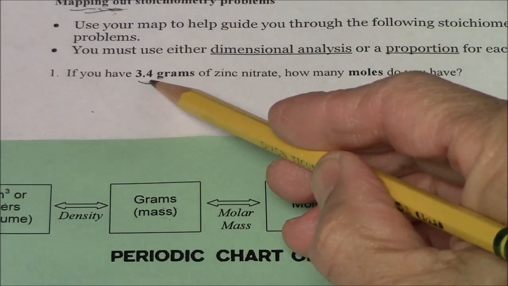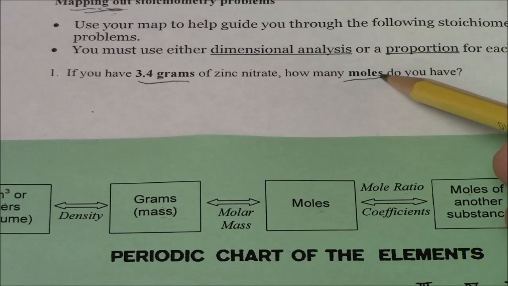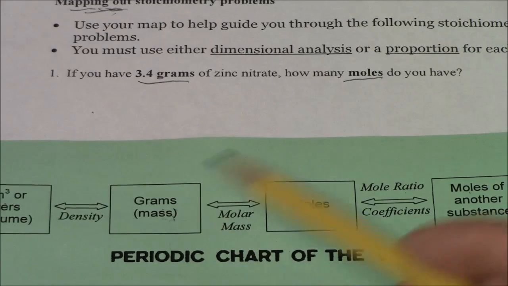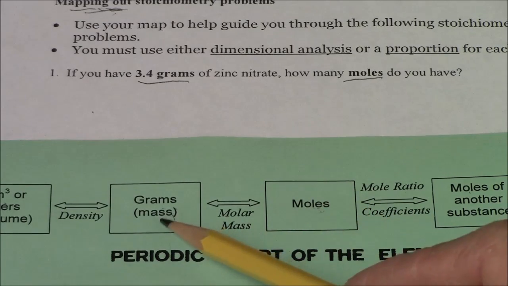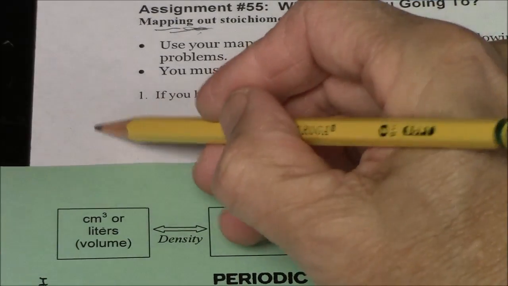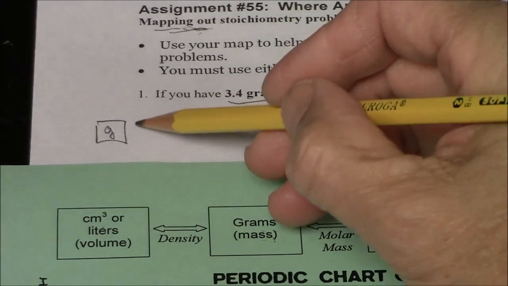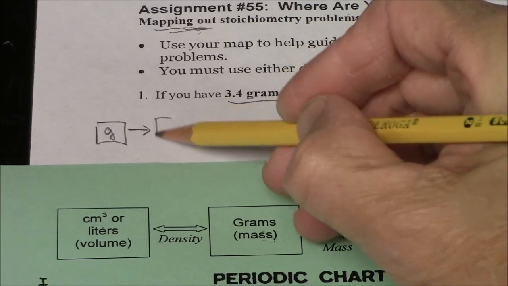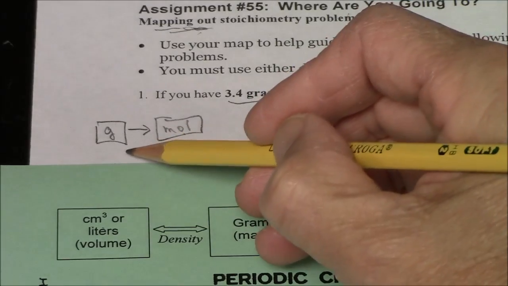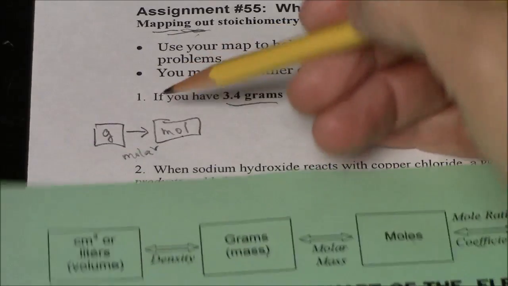It very clearly says you have grams and your destination is moles. So on the map, I have grams as a starting place. Destination is moles. This says it's one step. In the margin of your paper, I'd like you to actually write what it shows here on the map. I'm abbreviating grams as G, and for moles, I'll abbreviate that MOL. And that's one step. And I need a molar mass.